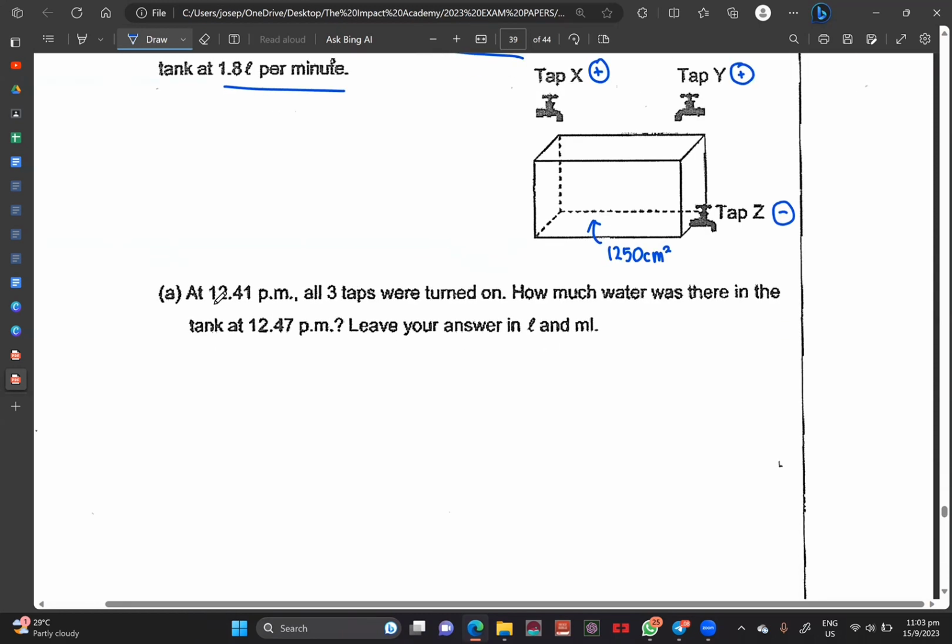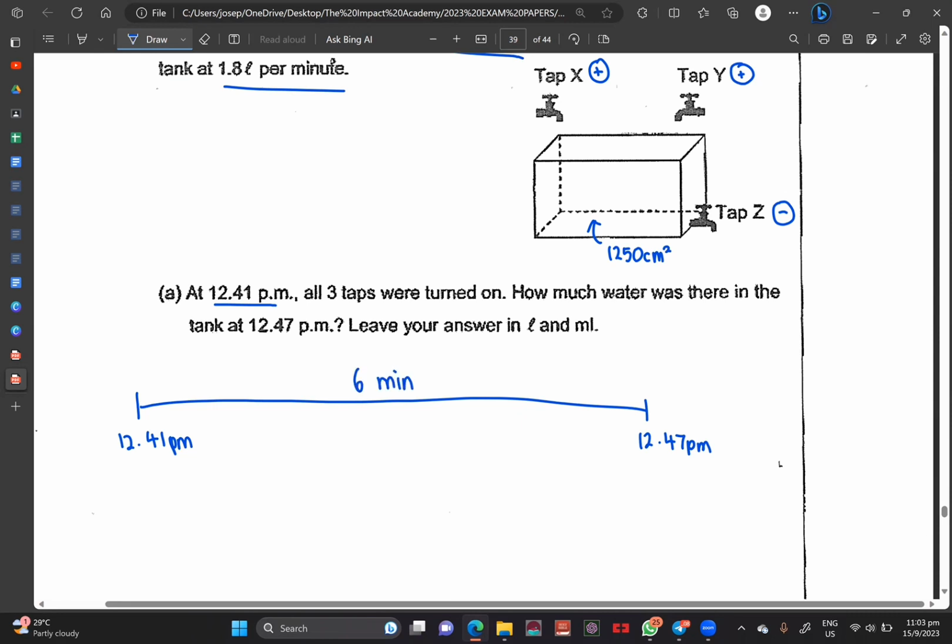What happens is this: at 12:41 p.m., all three taps will turn on. So what I like to do is draw a timeline. I like to say that this is 12:41 p.m., and over here is 12:47 p.m. Now, what you want to understand is from 12:41 to 12:47, how many minutes is that? That is simply 6 minutes, isn't it?